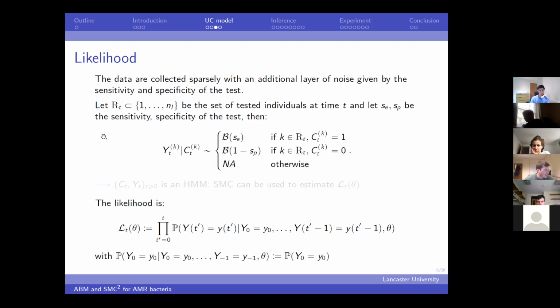Of course, from here we can compute the likelihood like this, but this is going to be very difficult, because we have to marginalize out the whole population. But given that we are considering some YTs that are conditionally independent from all the CTs, and CT is a Markov chain, we know that this is an HMM. And so we have a pretty straightforward way of estimating the likelihood, which is through SMC.